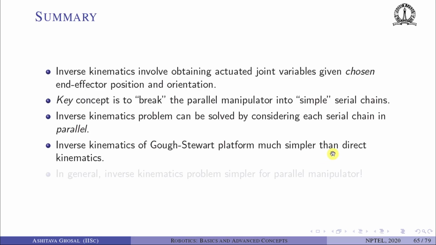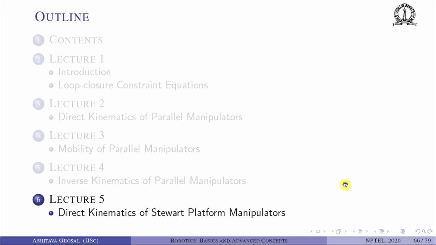In the next lecture, we'll look at the direct kinematics of the Stewart-Gough platform. Okay, this is one of the hardest problems to solve. In general, the inverse kinematics problem is simpler for parallel manipulators. In serial manipulators, the direct kinematics was very simple and inverse kinematics was harder. In the case of parallel manipulators, the direct kinematics is much harder and the inverse kinematics is simple. So with this, we come to the end of this lecture. And in the next lecture, we'll look at the direct kinematics of the Stewart platform manipulator.